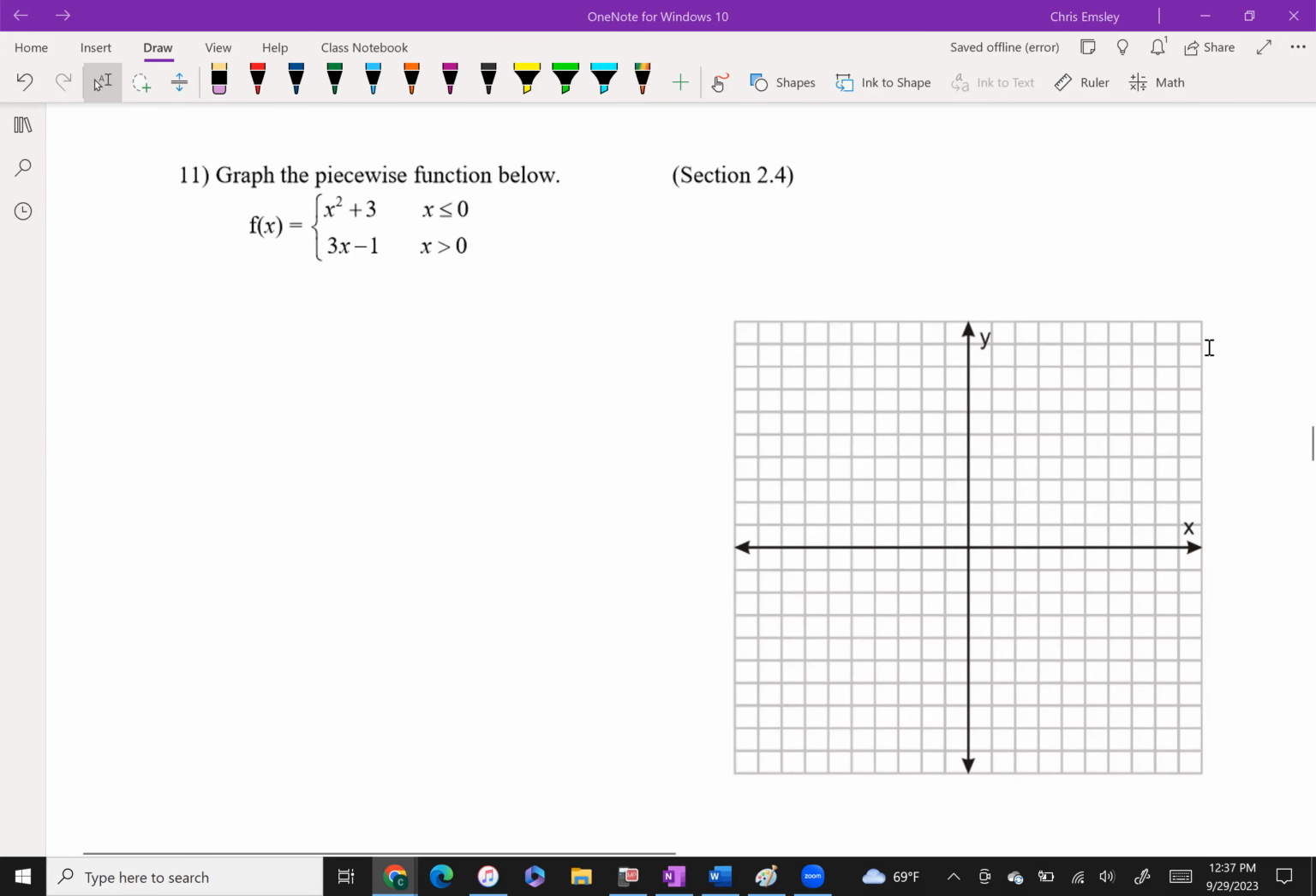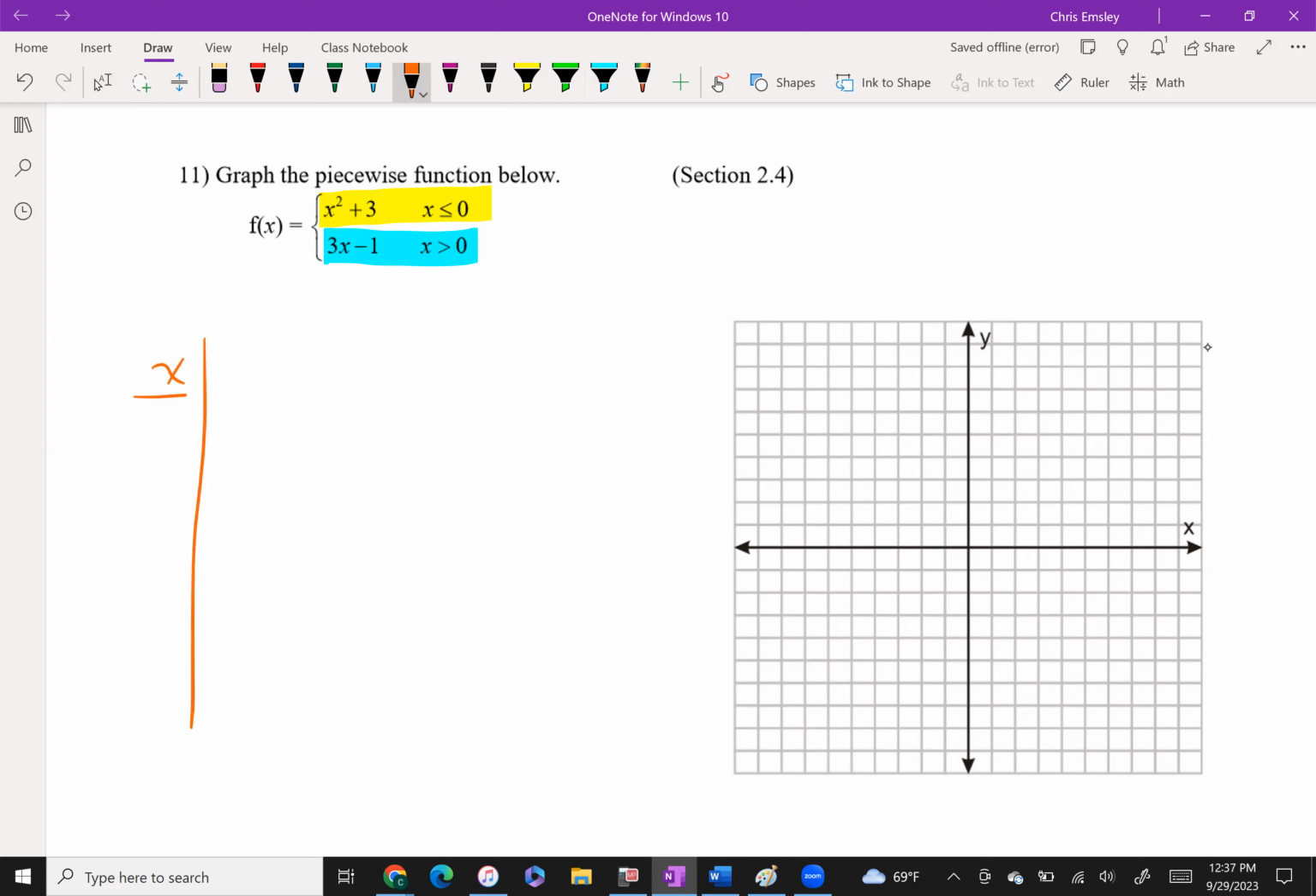Okay, on number 11, we are going to graph a piecewise function. So we have a function here that is defined by two different expressions depending on your x values. So we have this expression, x squared plus 3, if our x values are less than or equal to 0. And we have this 3x minus 1 if our x values are greater than 0.